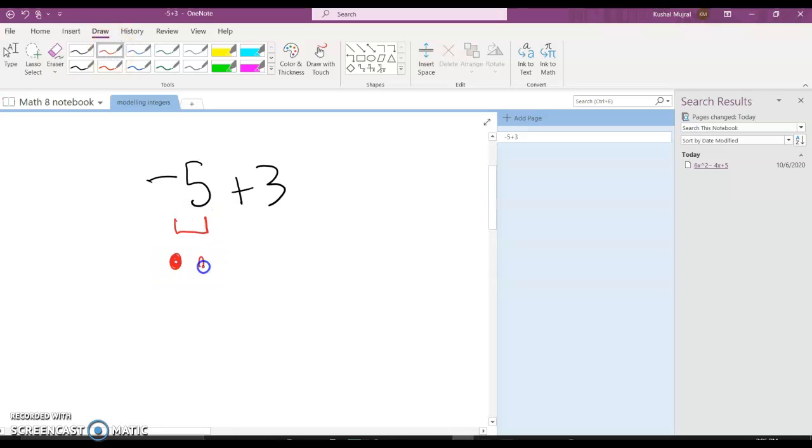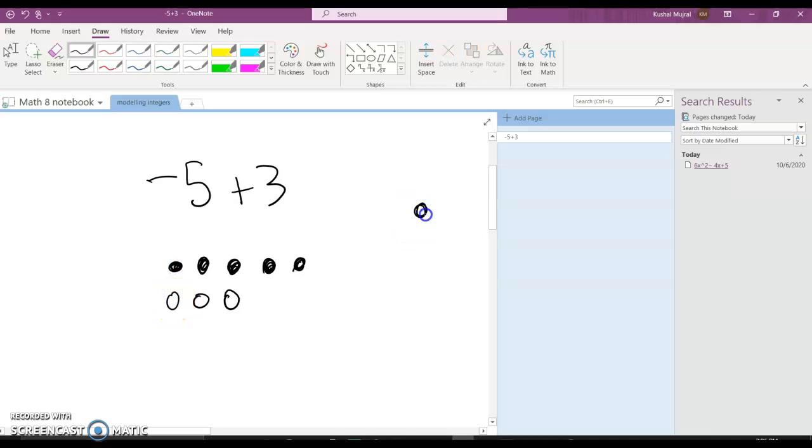So -1, -2, -3, -4, -5. Now we have to add 3 positives, right? So +1, +2, +3. Now, take a look at this thing over here. Let me just fix that.